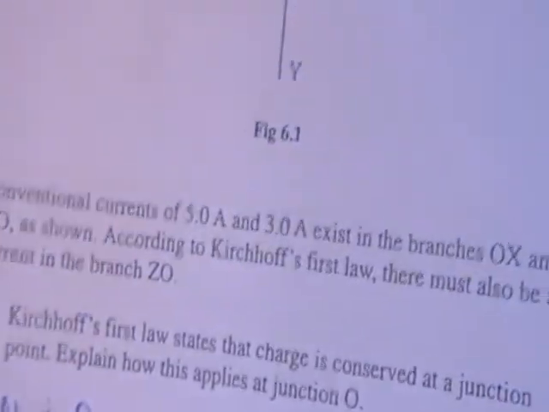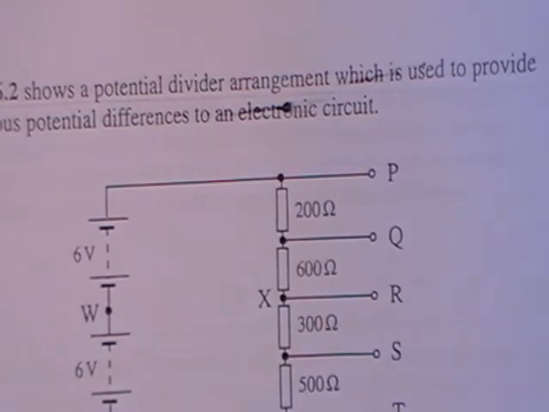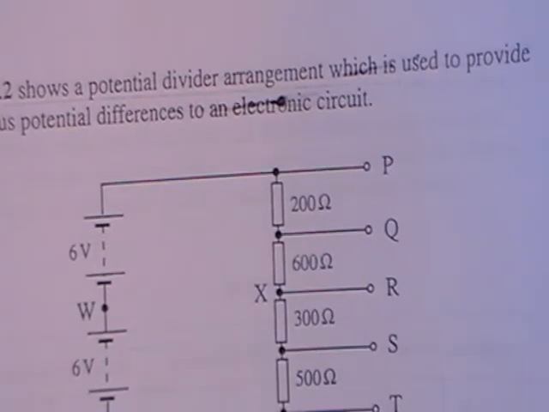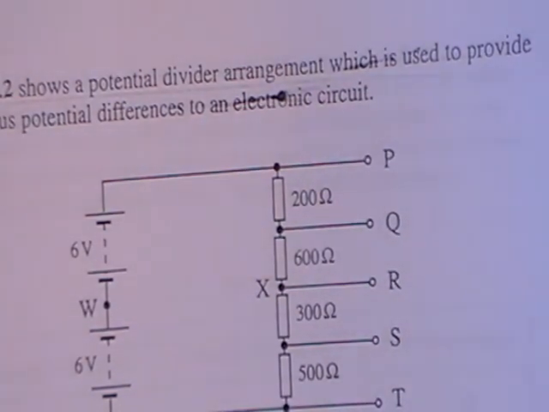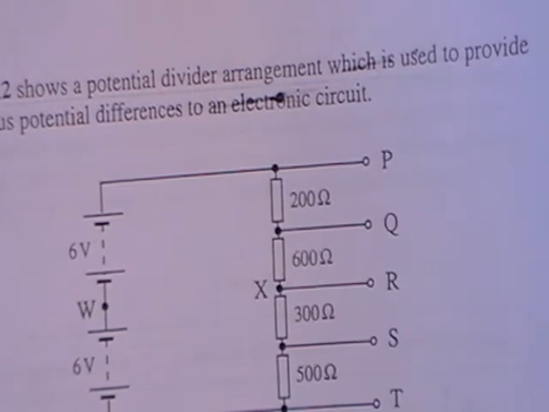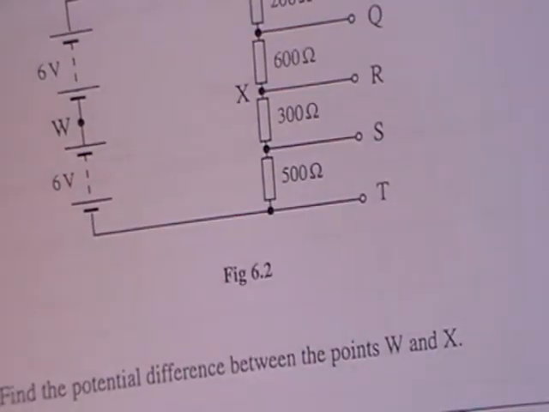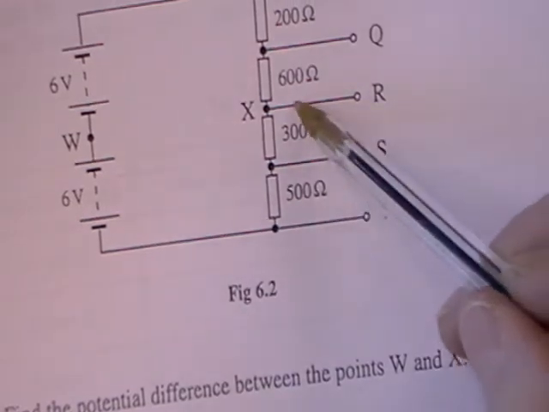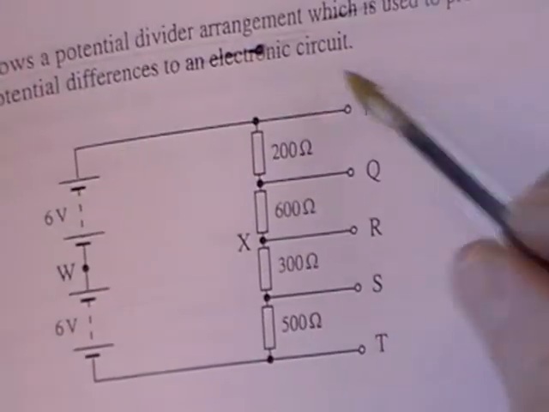Right, the next part of the question then shows a potential divider circuit. Figure 6.2 shows a potential divider circuit which can be used to provide various potential differences to an electronic circuit. Find the potential difference between the points W and X. Now, if you have a wee look at this, you can see that you could work out the potential differences across each part and then check what the potential difference here is compared to the 6 volts here if we attach a lead across. So that's done quite simply.